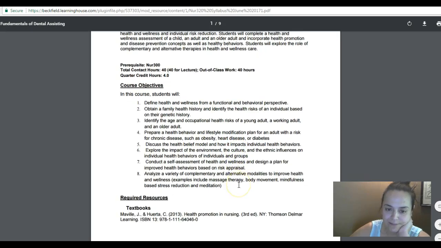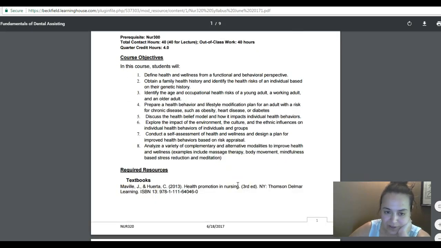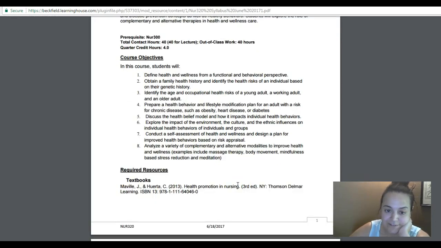So here are our course objectives. We are going to define health and wellness from a functional and behavioral perspective. We are going to obtain a family health history and identify the health risks of an individual based on their genetic history, which is actually huge now. Taking a family health history is super important when you're identifying risks. And I have my nurses do that with every new patient that comes in.